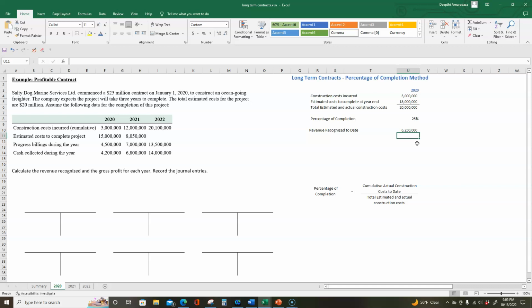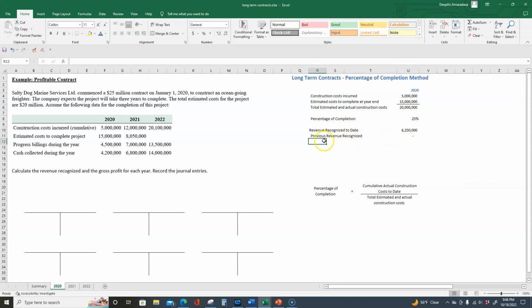Now, have we recognized any revenue previously? No, we haven't, because it's the first year of the contract. But I am going to add that line item because in future we are going to have to do something with revenue recognized previously. So when we come to 2021, we're going to have to subtract the $6,250,000 to figure out revenue in 2021. But for this year, revenue recognized to date is $6,250,000. Previous revenue recognized is 0.